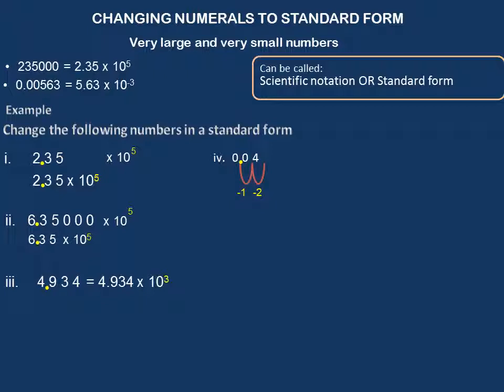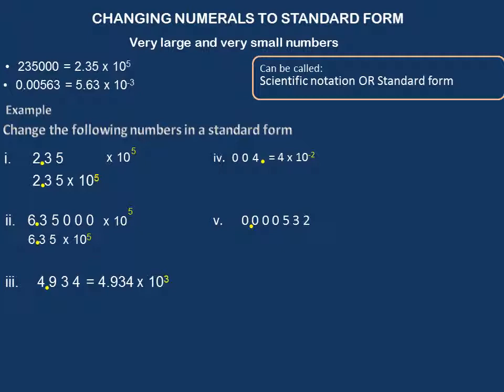When you move it to the right hand side, the power should be turning into minus. So it's going to be -1 and -2, and the decimal point changes, so it's going to be 4.0, whatever you say, but you don't write that down normally. Therefore it's going to be 4 times 10 to the power -2.